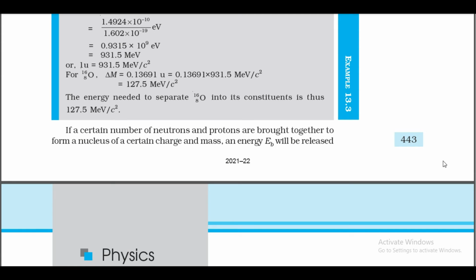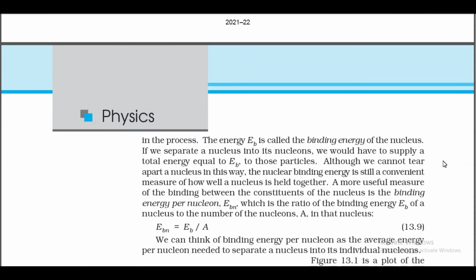If a certain number of neutrons and protons are brought together to form a nucleus of a certain charge and mass, an energy EB will be released. In this process, the energy EB is called the binding energy of the nucleus. If we separate a nucleus into its nucleons, we would have to supply a total energy equal to EB to those particles, although we cannot tear apart a nucleus in this way. The nuclear binding energy is still a convenient measure of how well a nucleus is held together.